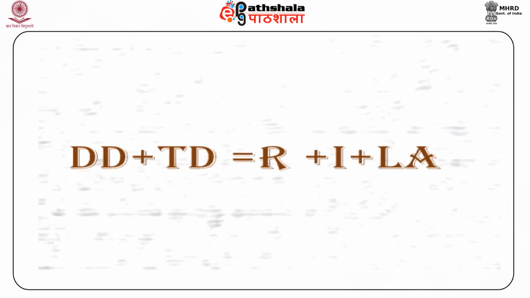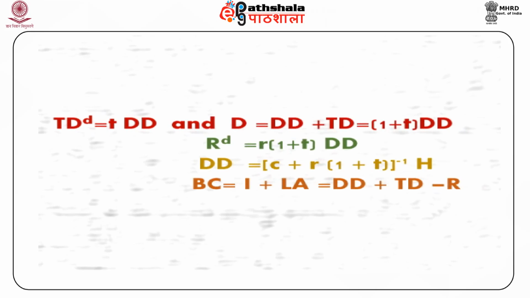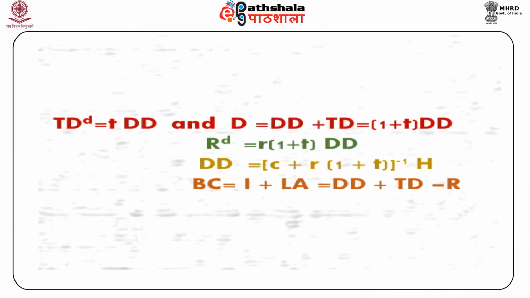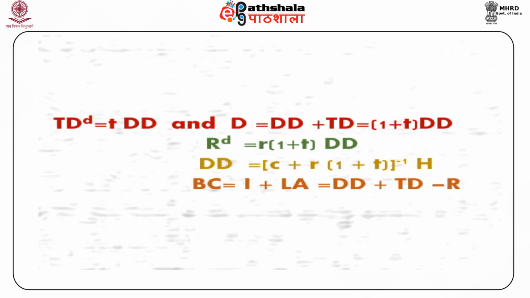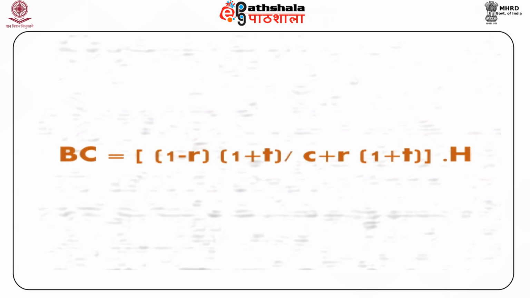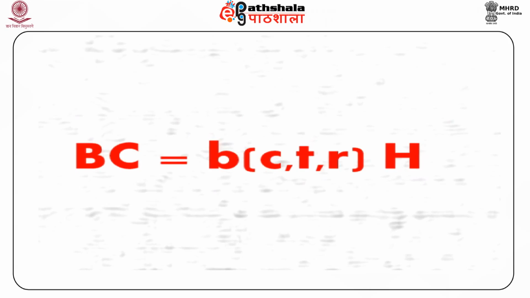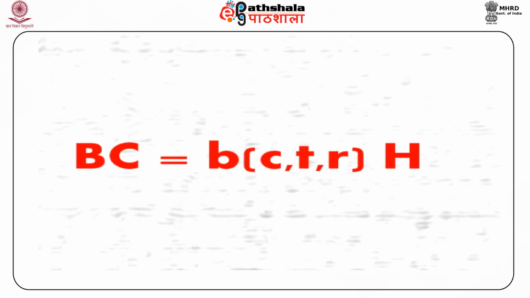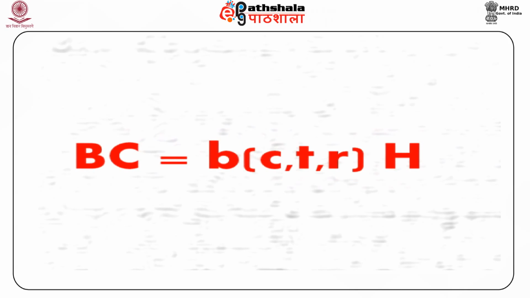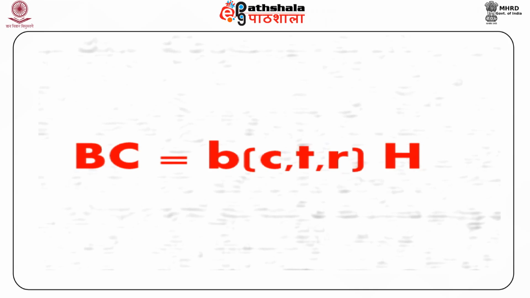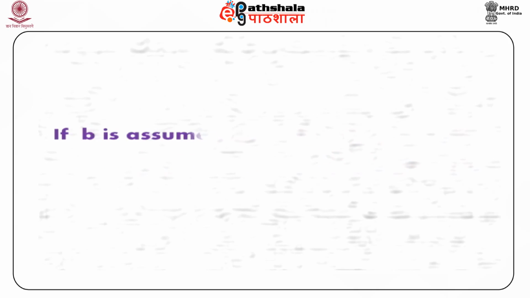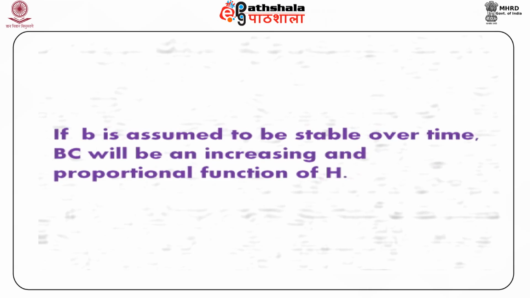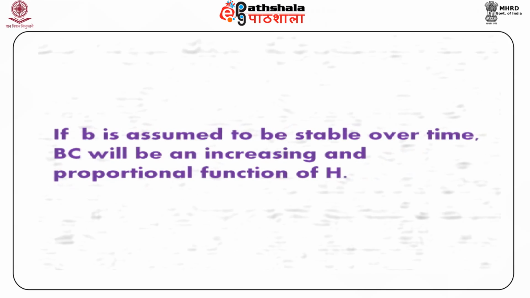The consolidated balance sheet of all banks can be expressed as follows. We assume that the net worth of banks, which is a liability item, is equal to and offset by physical assets, which is an asset item. All liabilities to the public are in the form of deposit liabilities DD and TD. We have an equilibrium. Substituting, this makes BC a proportional function of H, where the factor of proportionality is a function of three behavioral asset ratios, C, T, R. This factor is called the bank credit multiplier and is denoted by B. So we can rewrite the equation as BC is equal to B(C,T,R) times H. If B is assumed to be stable over time, BC will be an increasing and proportional function of H. This is the crux of the H theory of bank credit.